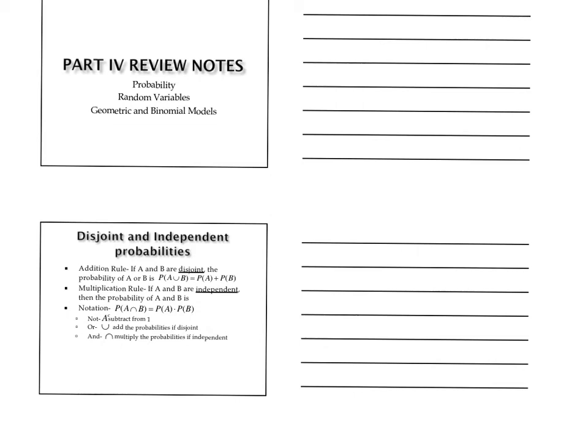All right, so here's a review on the other probabilities we looked at. This is not going to cover geometric and binomial models, just basic probabilities, a tree diagram, and random variables. The first type of probability we looked at is when the probabilities were disjoint or mutually exclusive. Those are the same thing, they're interchangeable.